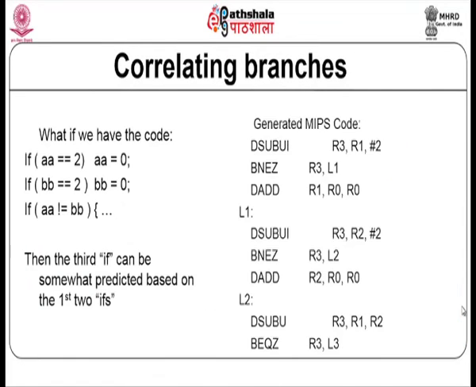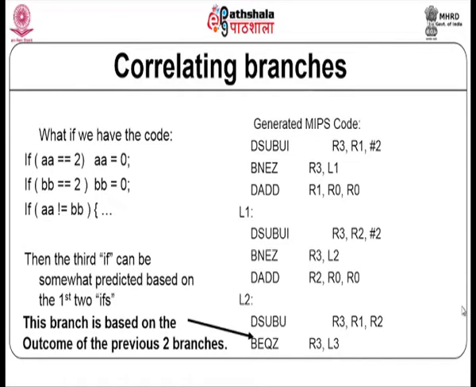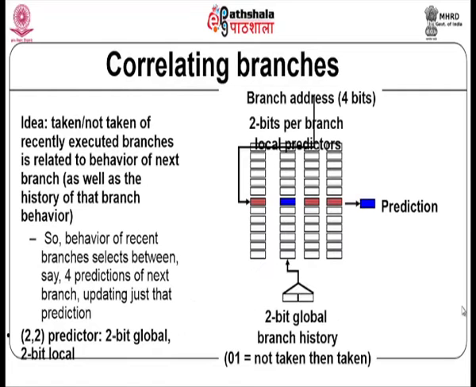So this is an example of the third branch being dependent on the earlier two branches. As you can see in the code here, the third branch is dependent on the earlier two branches. So a 2-bit predictor is not going to give you very effective results here. You will have to obviously look at a correlating branch predictor.